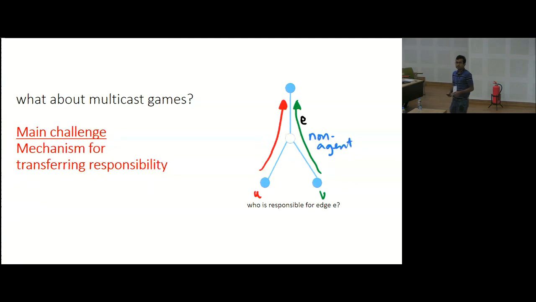Still open. The problem is that now there's this edge that's incident in my routing tree on a vertex that does not contain an agent.